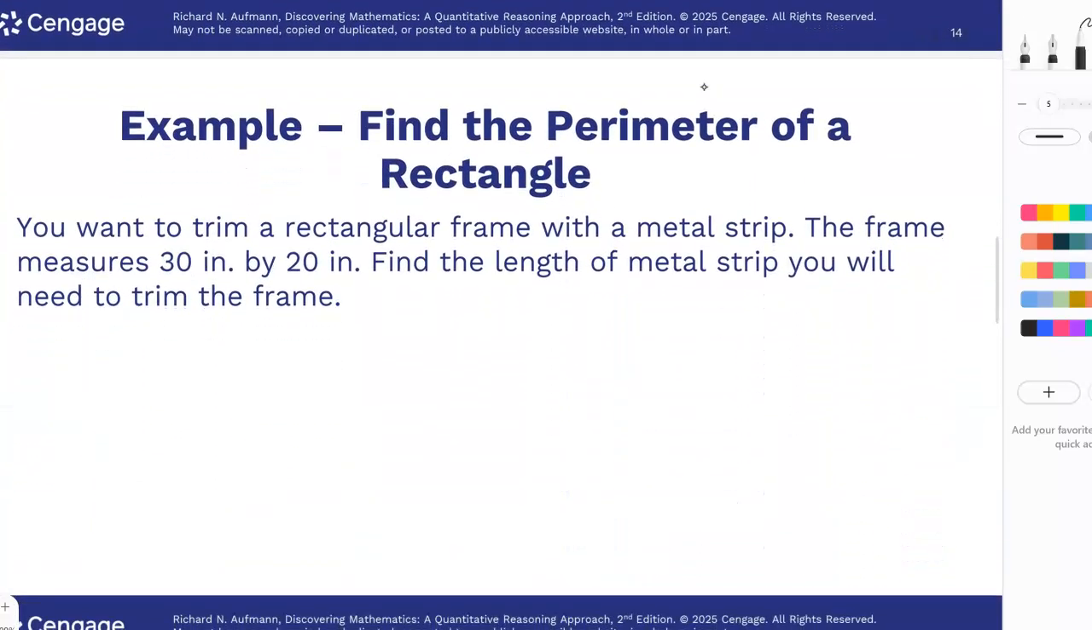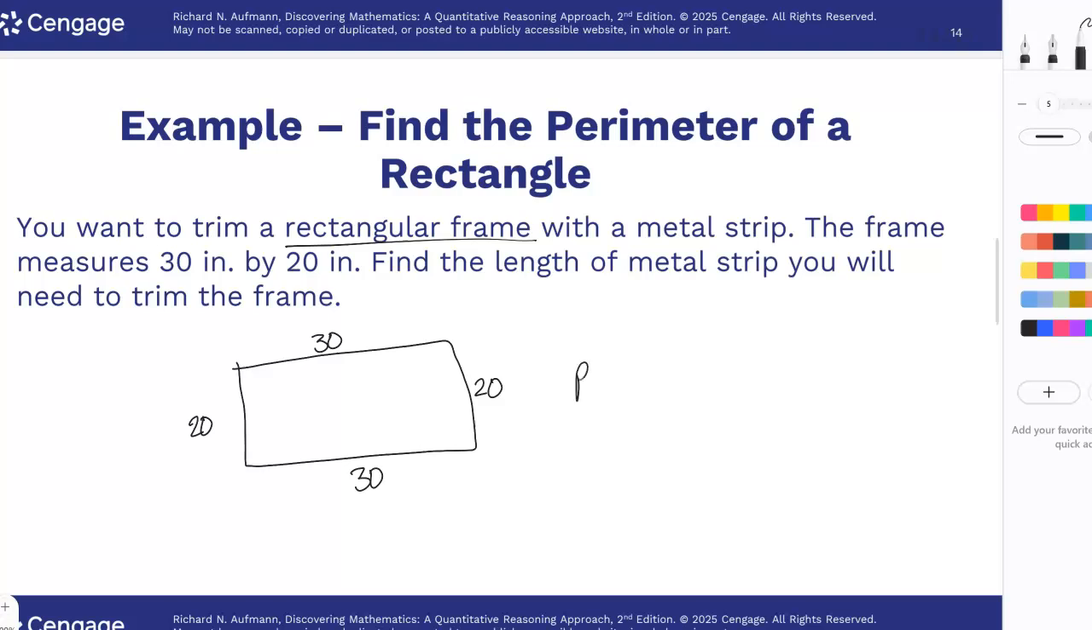So let's look at an example. We want to trim a rectangular frame with a metal strip. The frame measures 30 inches by 20 inches. Find the length of the metal strip you will need to trim the frame. So we know it's rectangular. So it's going to be 30 inches by 20 inches. So if this side is 30, then we know this side has to be 30 also because it's a rectangle. And if this is 20, then this has to be 20.